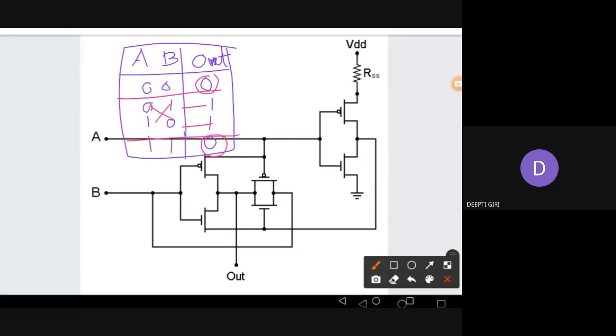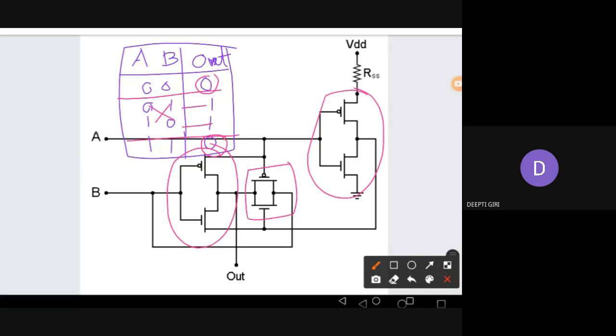In this, there are two basic structures. One is this inverter kind of structure, and another inverter kind of structure is also there at the input of B. Another structure is like this, which is called a transmission gate kind of structure. It's not as important for you, but you can see the structure is very simple, right?